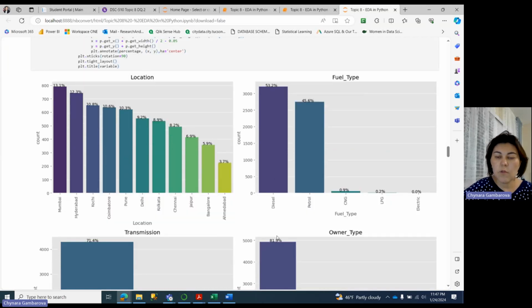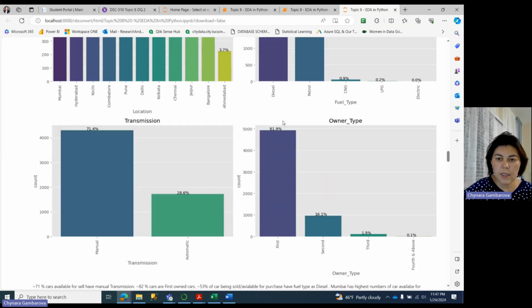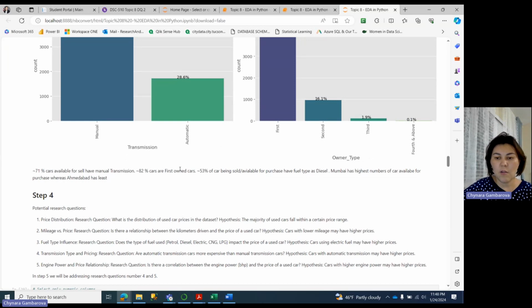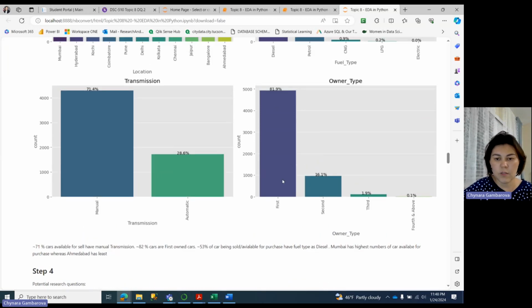Fuel type, more than half of the cars are diesel fuel type, and second is petrol, and then transmission. Interestingly, most of the cars have manual transmission, while I would think that mostly they are automatic, but not in India. And ownership, almost 82% of the owners are first owners.